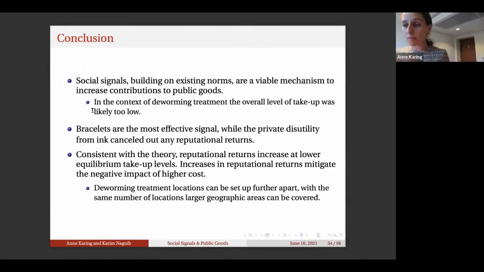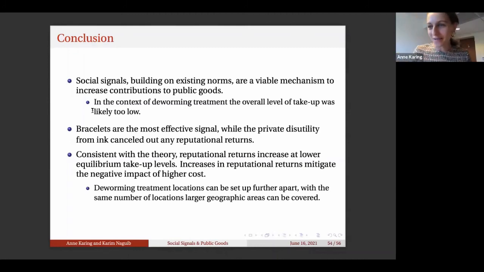Why is this important from a policy perspective? If we have to decide where to put up treatment locations or vaccination centers or any availability of services that have a public good character, we might be able to set them further apart, basically cover a larger geographic area with the same number of treatment locations, if these reputational returns can mitigate some of the negative cost impacts that would otherwise happen. Thank you so much.